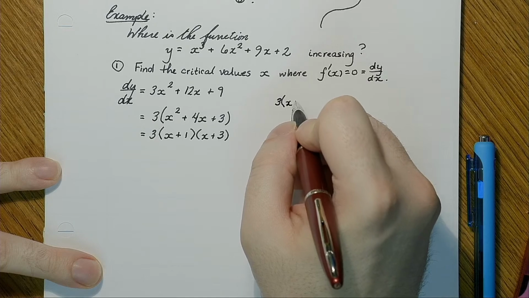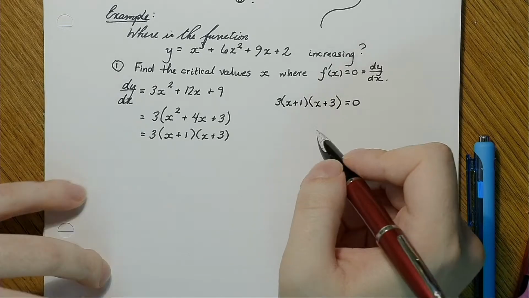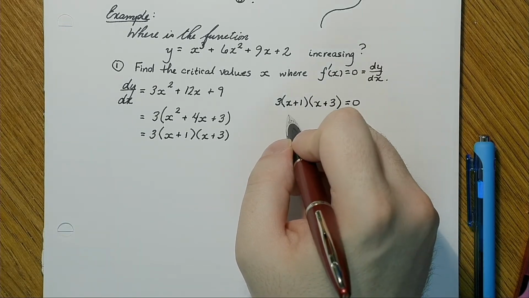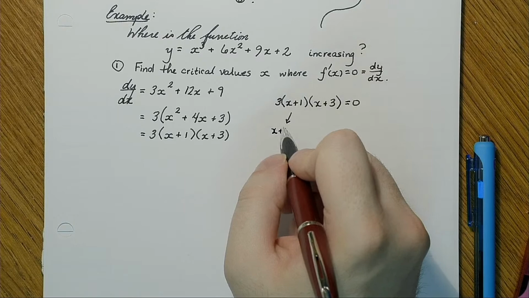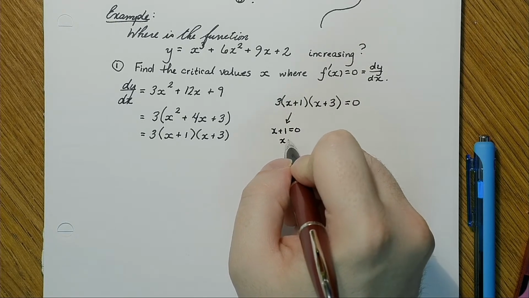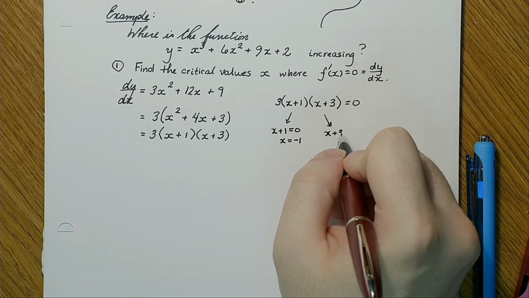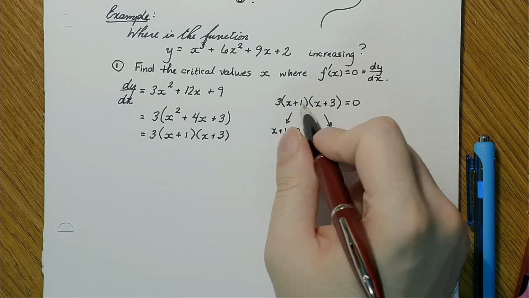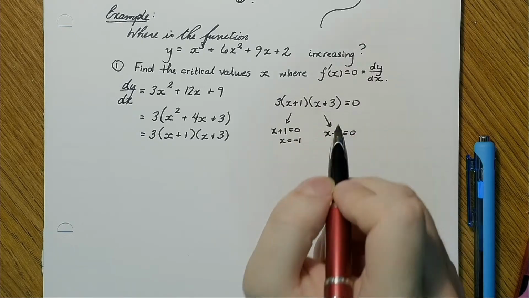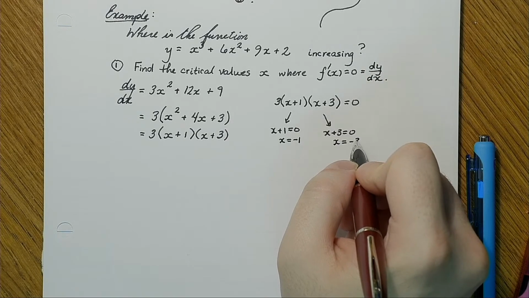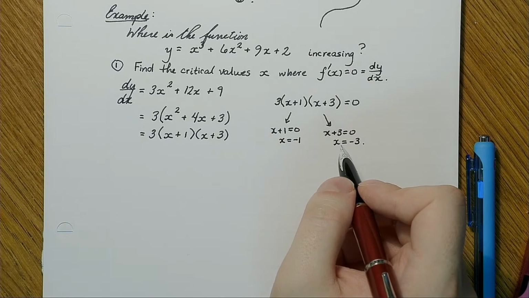So 3 times the factors equals 0 when one of these is 0. So if x plus 1 equals 0, then x is minus 1. And if this other term was 0, because again, if any of these terms is 0, then the whole thing is 0. So again, that's why we factored it. So now I have -1 and -3. These are my critical values.